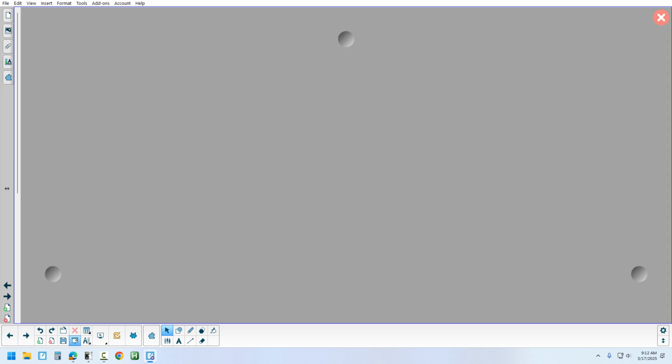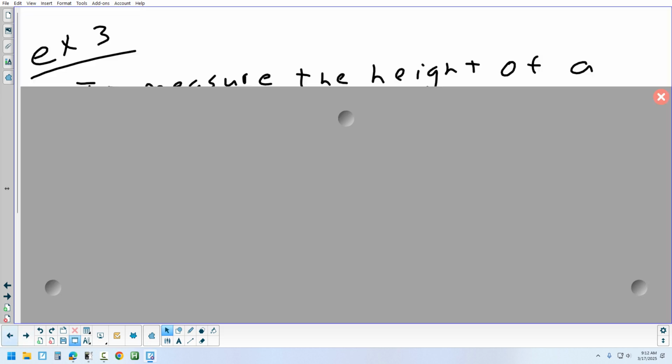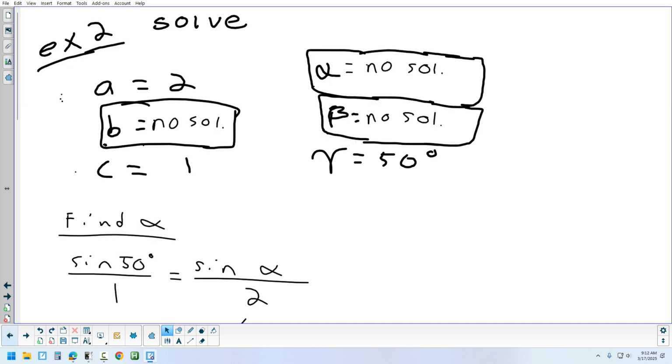All right. So let's take a look at, well, I'll let you pick. There's 2 problems. You want to do the one about finding the height of the mountain, or the one where we're trying to find where the boat is in the ocean?